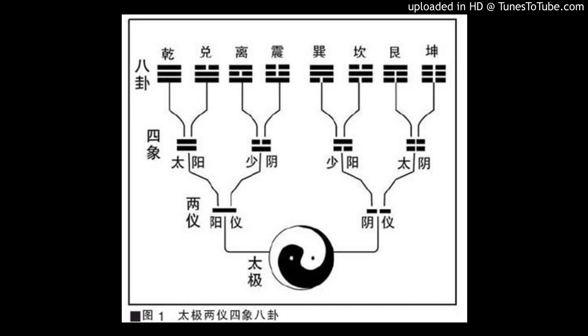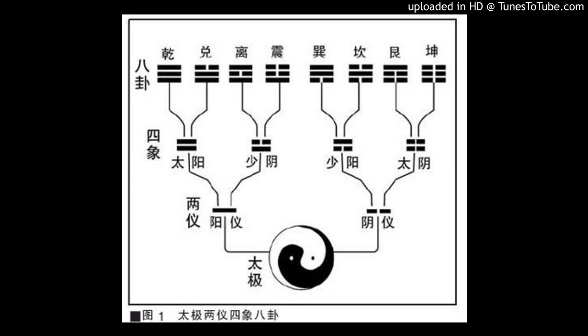Now let us introduce the sixth trigram, also developed from the shao yang of the four images. We put another yin line over the shao yang image. It will become the Kan trigram. Now the symbolic meaning for this trigram is water.